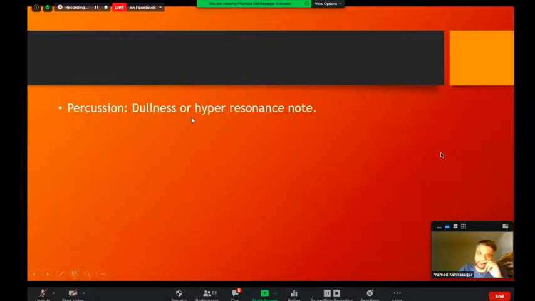This is not so important unless the patient is associated with emphysema, where there is an increase in resonance. Otherwise, if you have a pleural effusion, there is dullness. Otherwise, hyperresonance when there is emphysema. But otherwise, this is not difficult to check.